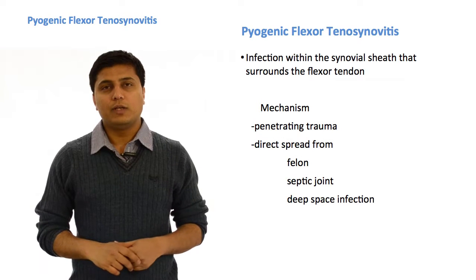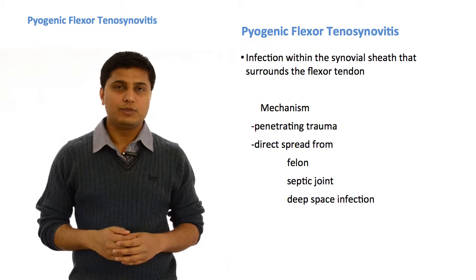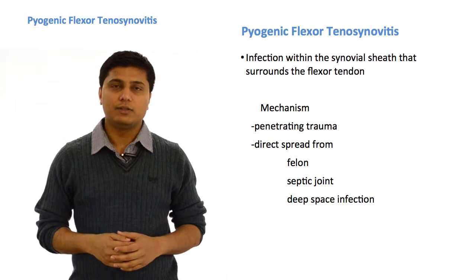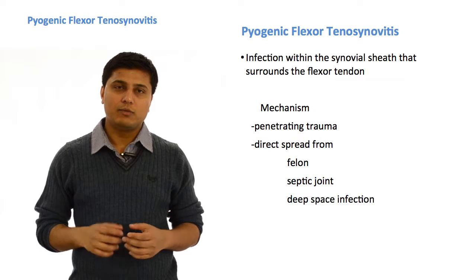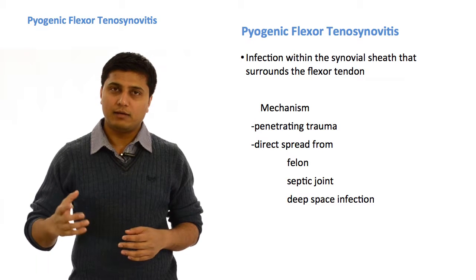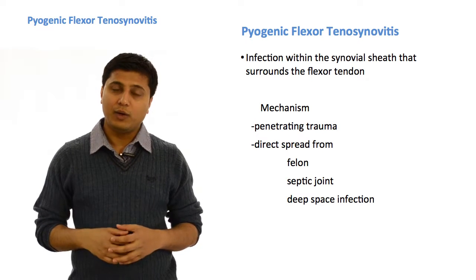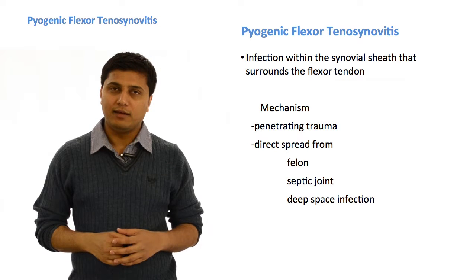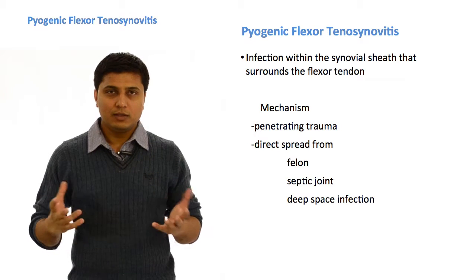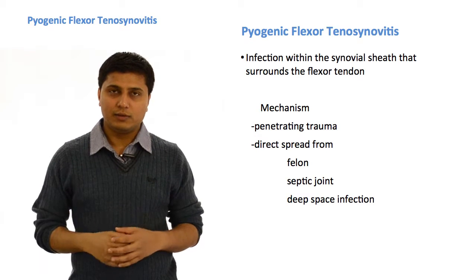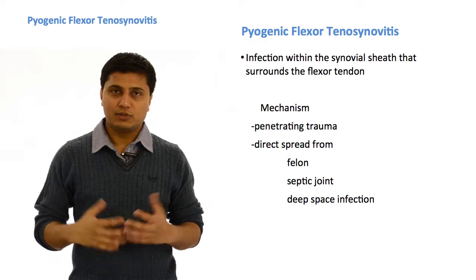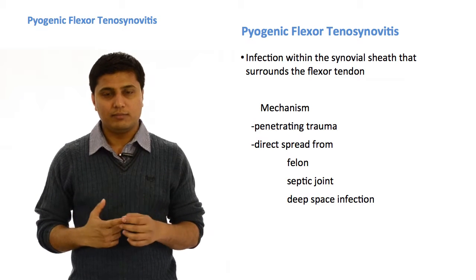Okay, let's look into another hand condition, which is Flexor Sheath Infection. This is very important because it's one of those emergencies where we have to act quickly when we see it in A&E. So what it is, it's a pyogenic tenosynovitis of the flexor sheath. It's caused mainly by penetrating trauma.